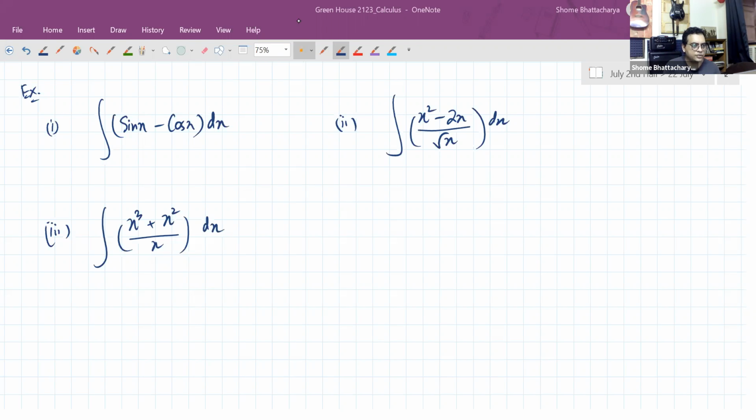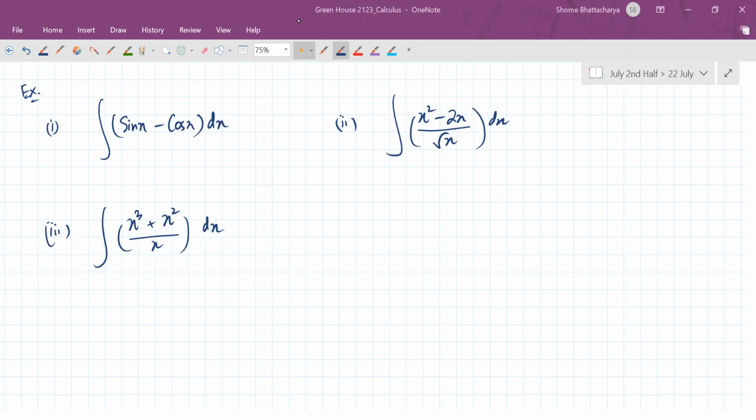Tejas, I'm checking your answer. The first one is correct. Let me just check the second one. Yeah, the second one is also correct. Manya correct. Vansh correct. The third one is not correct, Beta, you have to check the answer.